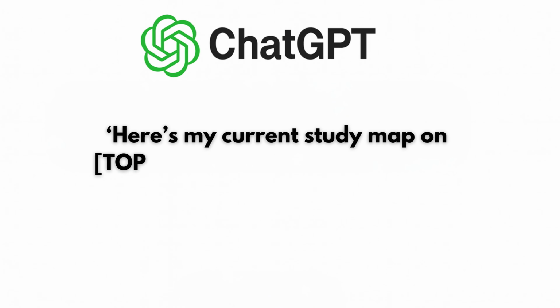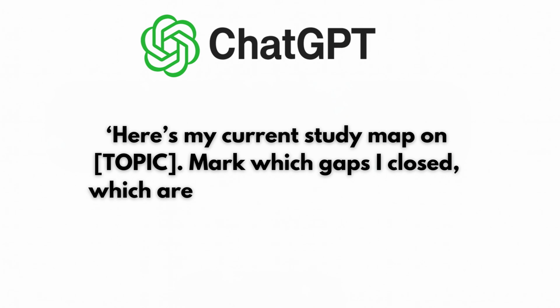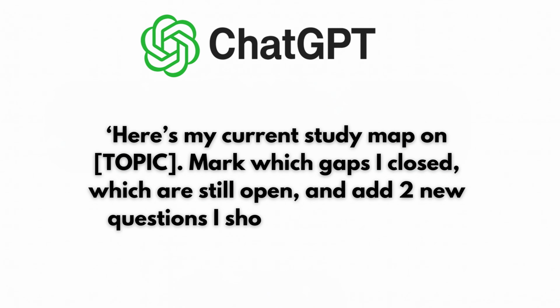Finally, make your study map a living notebook. Here's the prompt. Here's my current study map on the topic. Mark which gaps I closed, which are still open, and add 2 new questions I should explore next. Now your learning grows week by week. The AI checks your progress, spots what's still weak, and pushes you with new questions.